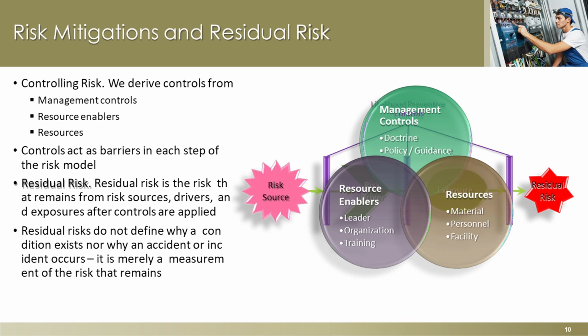Risk management focuses on finding ways to control and reduce risk. To do this, risk controls are grouped together and categorized as management controls, resource enabling controls, and resource controls. Management controls include policy, guidance, and doctrine, and collectively, these types of controls are also referred to as governance. Resource enabling controls focus on leadership, training, and organization structure.